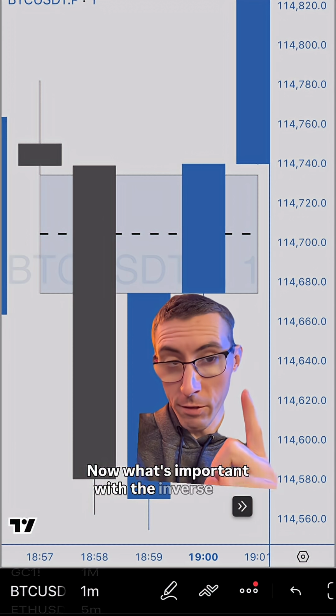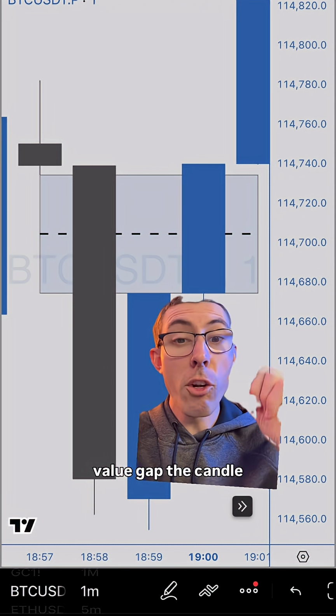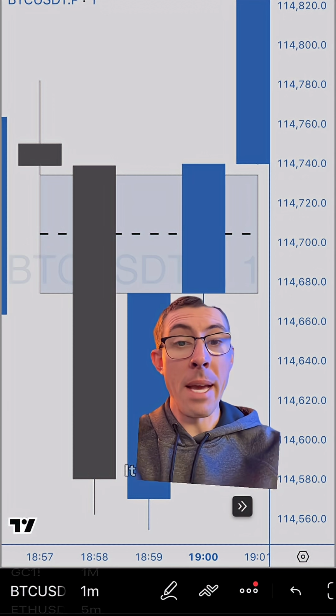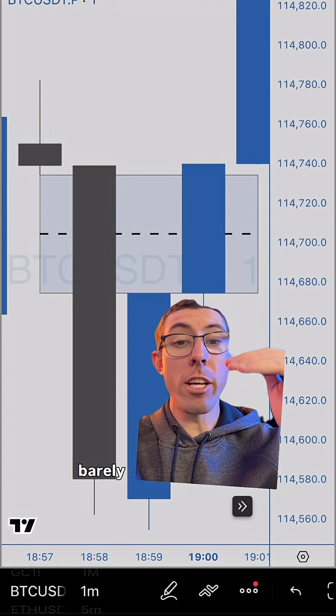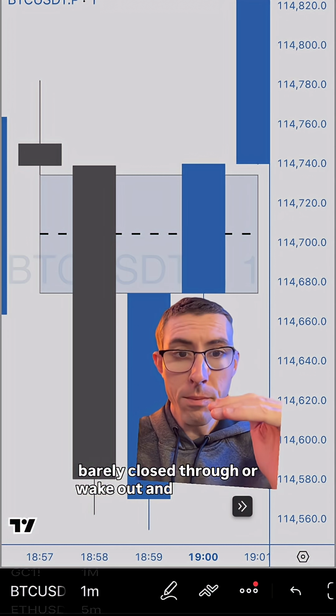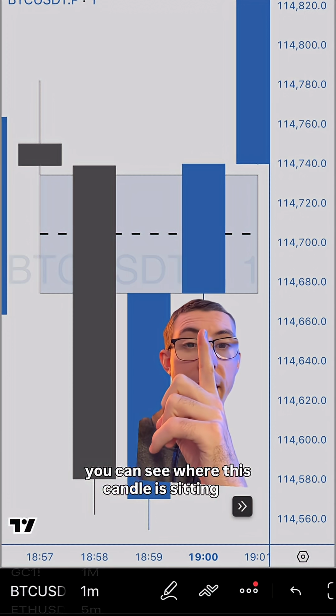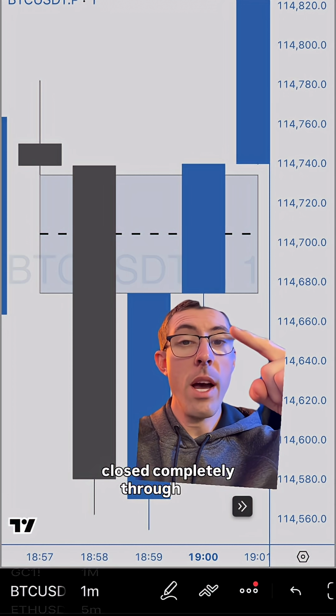Now, what's important with the inverse fair value gap is that the candle body has to close through the fair value gap. It cannot be barely closed through or a wick out. It needs to be fully closed through. And as you can see where this candle is sitting, it closed completely through that fair value gap.